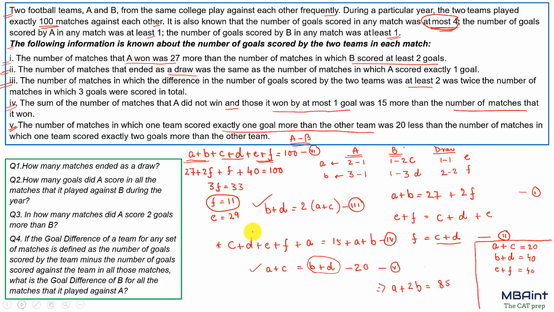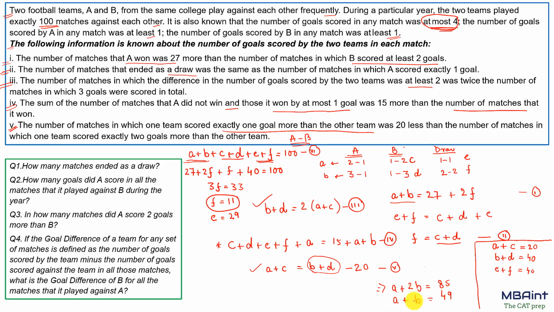Now can we find other values? Yes, we can find, because A plus B, we can find the exact value of A plus B now. So A plus B would be how much? 27 plus 2F. F is what? 11. So 22. So that will make it 49. This will give us the value of A and B.